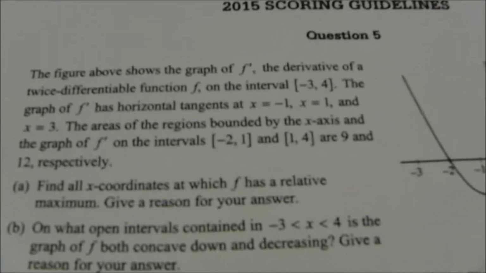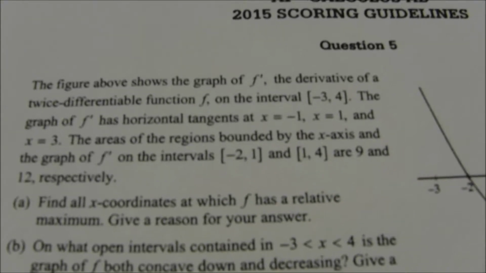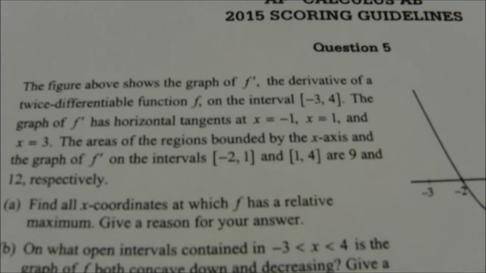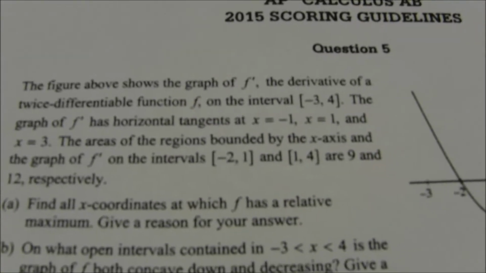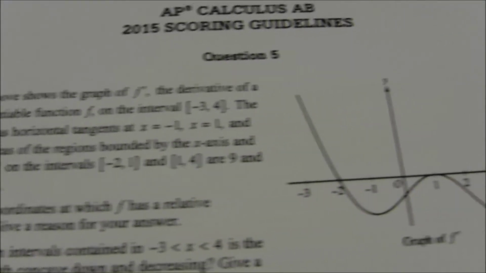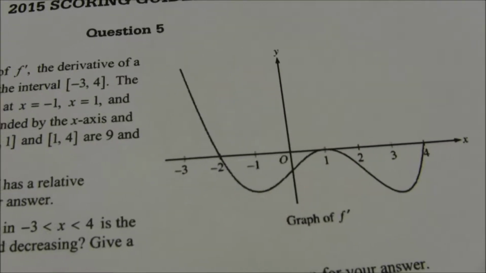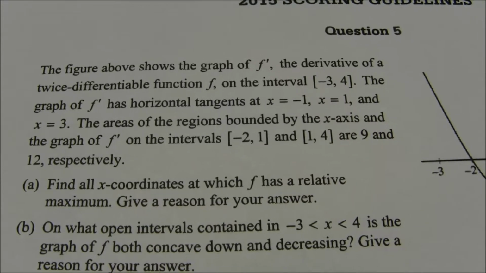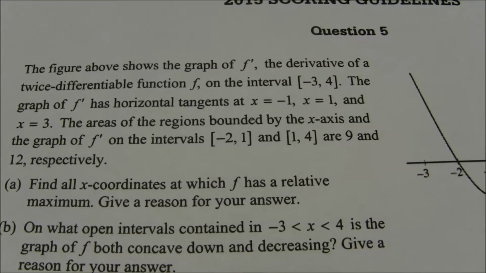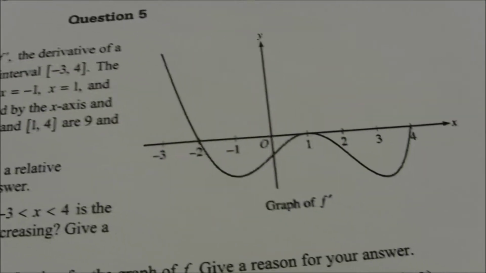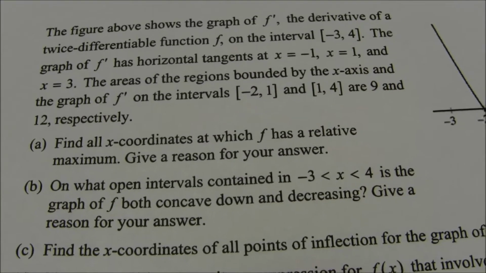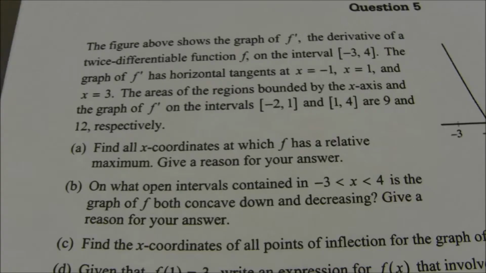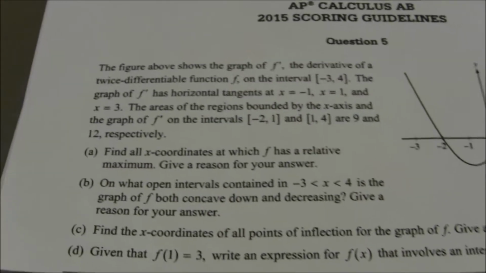Question is from the 2015 exam. It's number 5. We have a function, specifically we have a picture of the graph of f prime, which looks like this, and it's twice differentiable. It has horizontal tangents at -1, 1, and 3, so that's where we can see possible relative maximum and minimum values. They also give you the areas of different regions bounded on the graph.